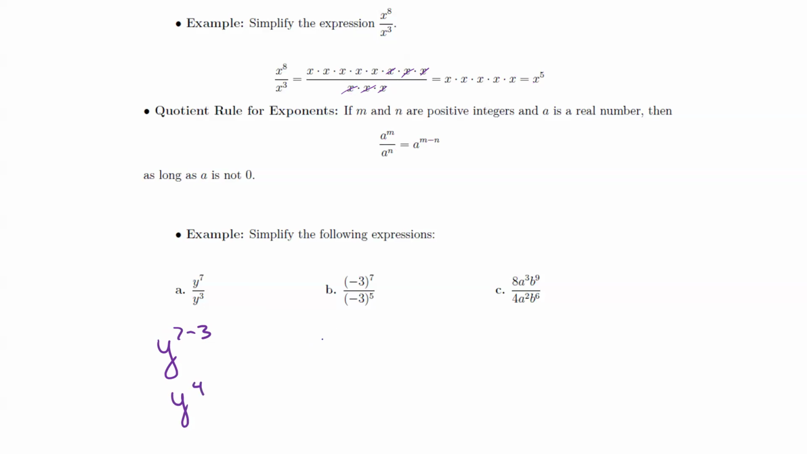Something like part B, we simplify it like that. But of course, if you're working with numbers, go ahead and pull out your calculator. Negative 3 times negative 3 is positive 9.